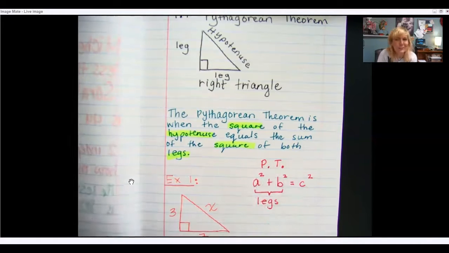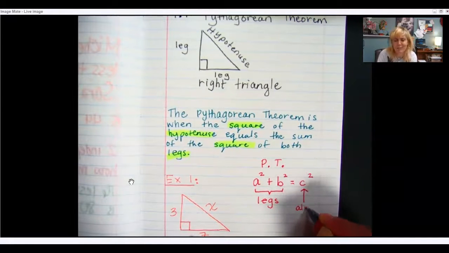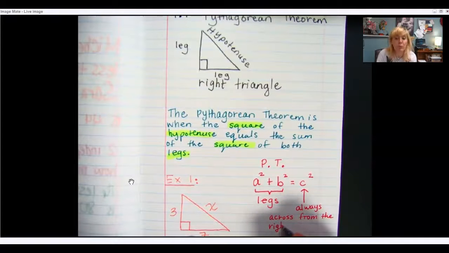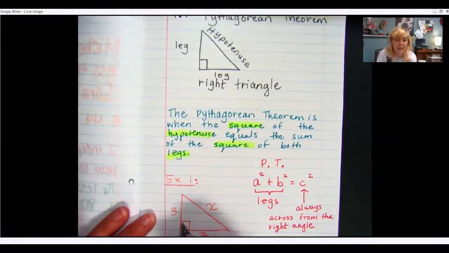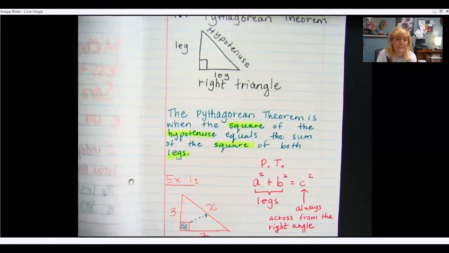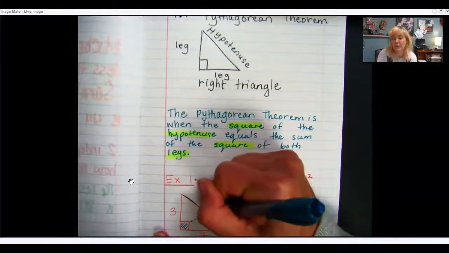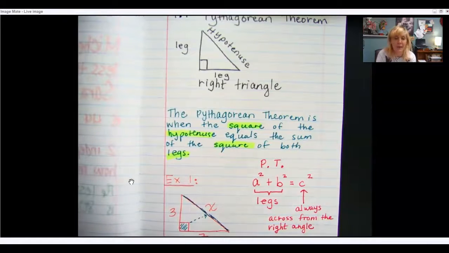Remember, a and b are the legs, and it doesn't matter. It could be 3 first or it could be 7 first, but this one does matter. That is always across from the right angle symbol. So if I bold out my right angle and trace across, boom, that's the hypotenuse. So we're looking for the hypotenuse, we're looking for the letter x. That's the hypotenuse.